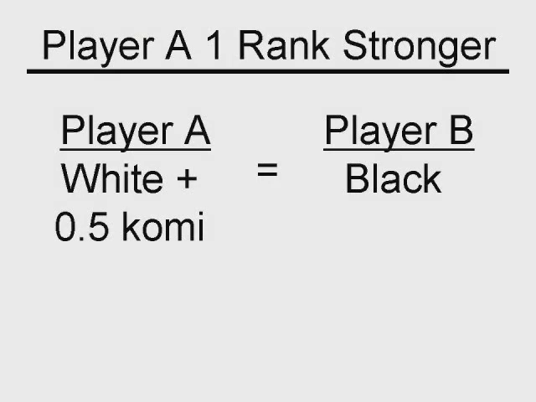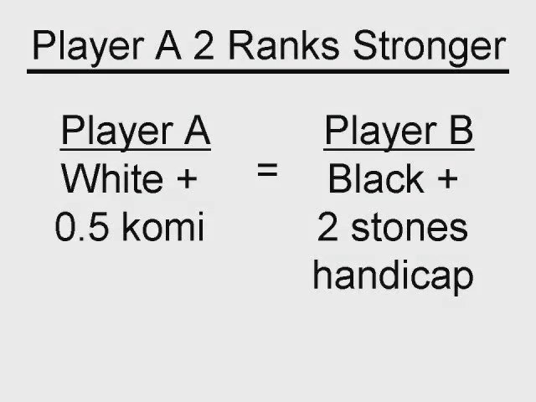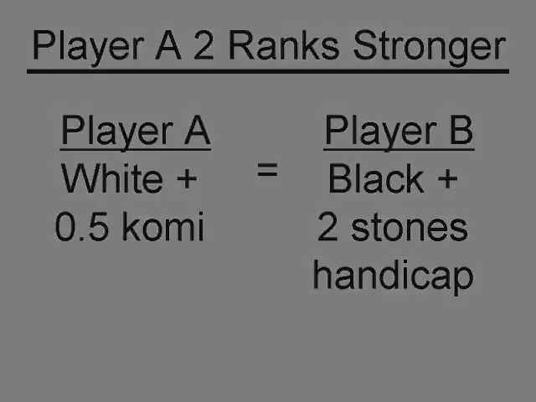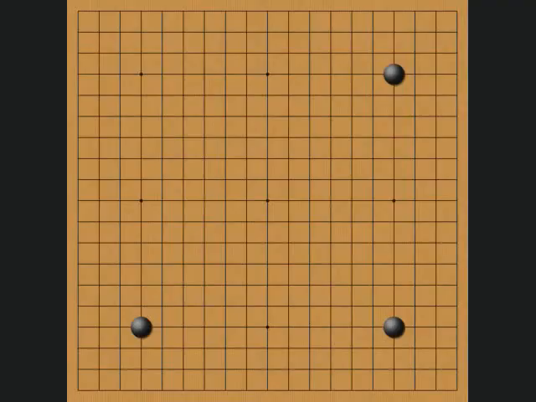If one of the players is 1 rank stronger than the other, then the stronger player will take the white stones, but not take a komi, or often there's still a half-point komi to prevent ties. This gives black a small head start and makes the game fair again. If the difference in ranks is larger than 1, then the stronger player still takes the white stones, still without komi, but now black gets to put extra stones on the board before the game begins. If the difference is 2 ranks, black puts 2 stones on the board before white gets a move. If it's 3 ranks, black puts 3 stones on the board, and so on. This handicapping scheme generally is useful up to about 9 ranks.